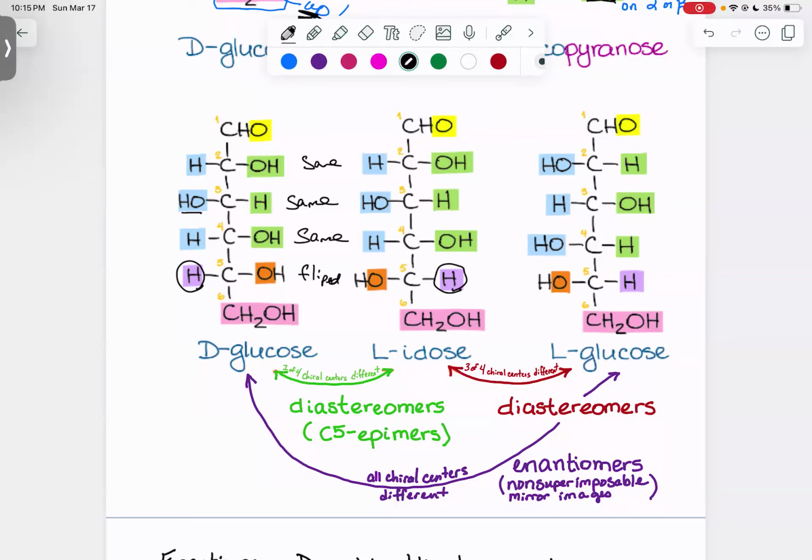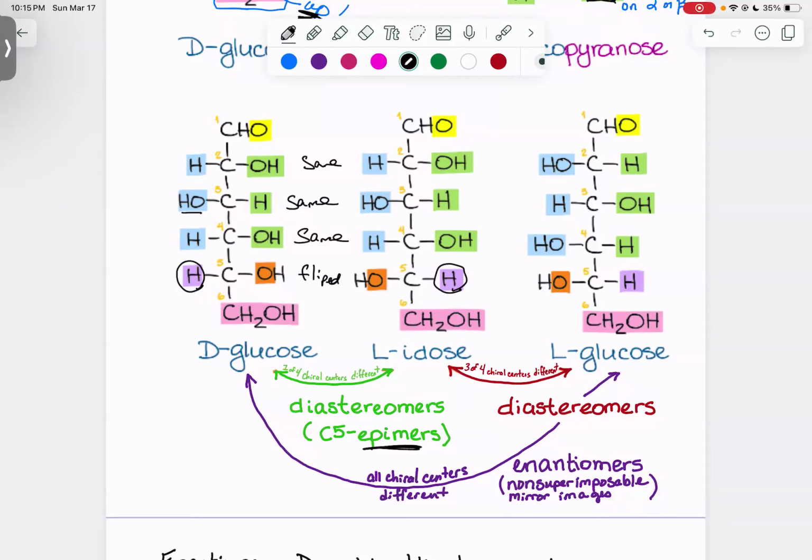So if you have one or more chiral centers that are flipped, we call those diastereomers. So diastereomers, they're isomers, but they're not superimposable mirror images. If you only have one chiral center that is flipped, we call those epimers. So you could either call D-glucose and L-idose diastereomers, or you could call them C5 epimers. It's telling you the same thing.